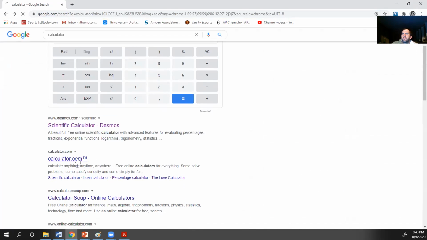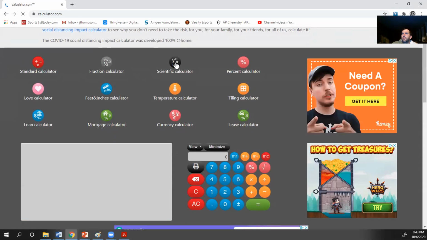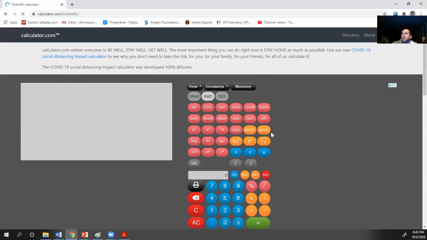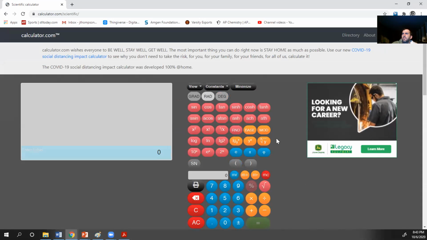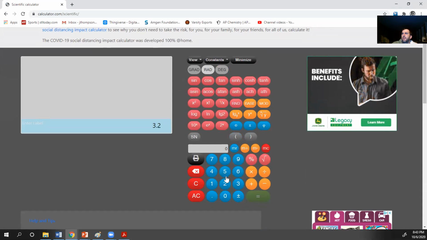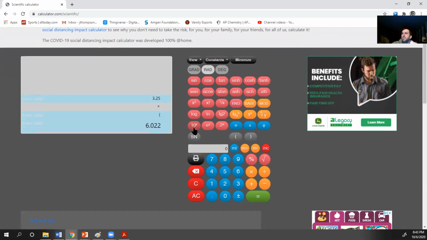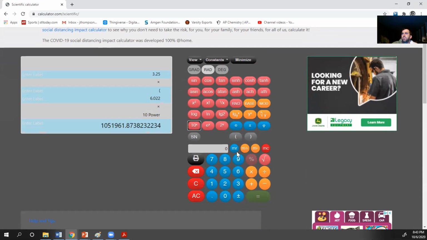Let's go to this calculator. We can go to a scientific calculator. I like this one a little bit better. So let's say 3.25 times, I like to put my parentheses around my 6.022, times 10.